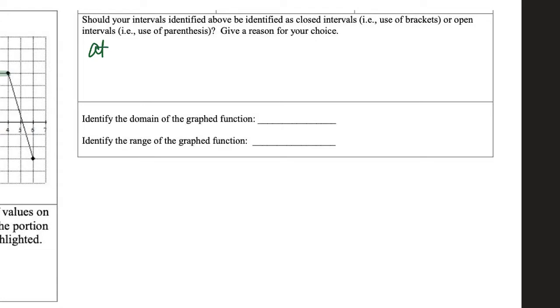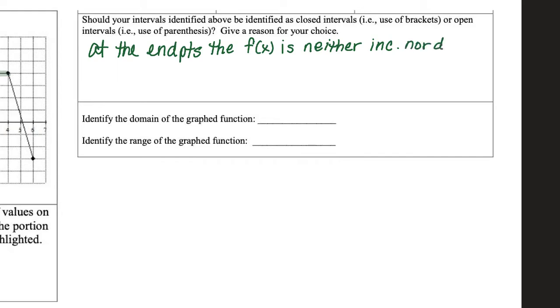let's go ahead and just write it out. At the endpoints, the function, and I'm just going to abbreviate f of x, is neither increasing nor decreasing. Your function is not increasing or decreasing, neither is it being constant. It is just staying the same there.